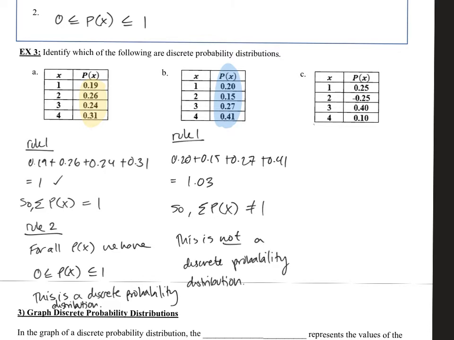Now let's take a look at the next one, rule 1. We're going to go ahead and add these all up, see if it equals 1. So 0.25 plus a negative 0.25 plus 0.40 plus 0.10. The work is not looking that great. So we come out with the answer of 0.5. So the sum of p of x is not equal to 1. So it breaks one of the rules, which means it is not a discrete probability distribution.